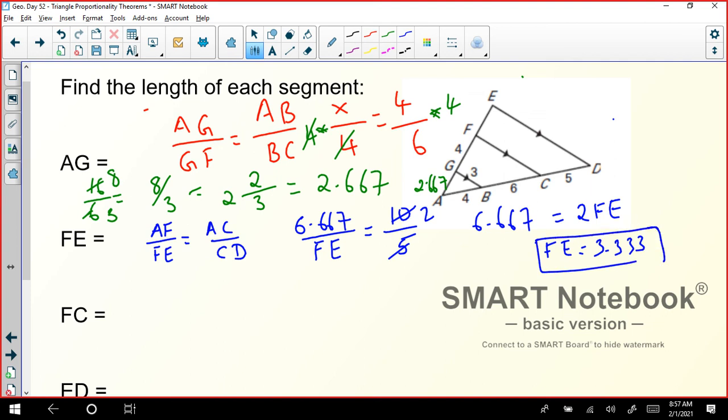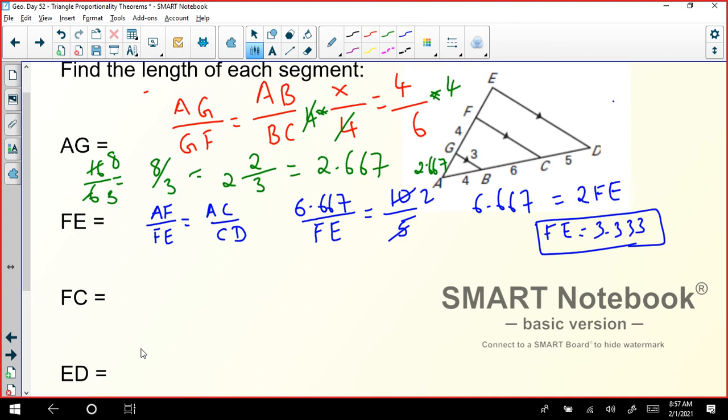That's your FE. Okay, you have to find FC and ED. All of you just try to find the value of FC and ED. You are using the other triangle proportionality theorem. They have given you GB. I'll give you help in 30 seconds. So try to find FC and ED. I can give you a small hint here.